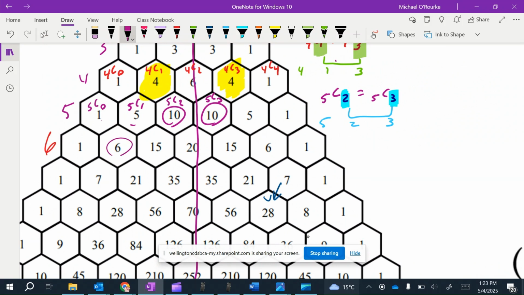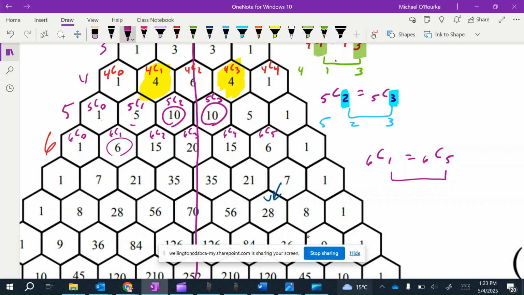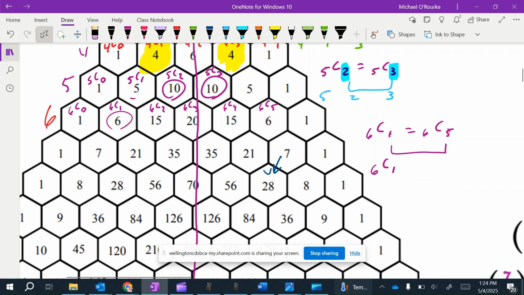Let's do this one. So that's going to be 6C0, 6C1, 6C2, 6C3, 6C4, 6C5. So I have 6C1 equals 6C5. Now, if you haven't seen it already, the way I figure out which one is equal, well, my first one's 6C1. To find its partner, I go 6 minus 1 equals 5. So the partner is going to be 6C5.